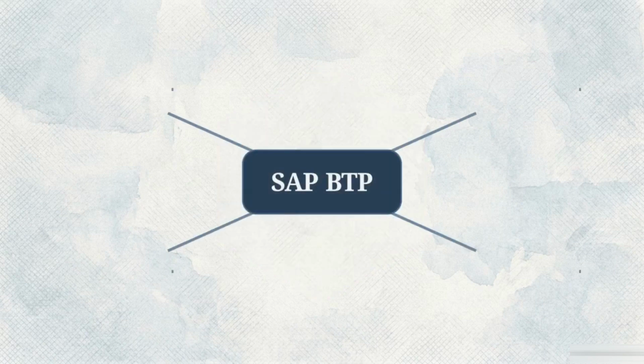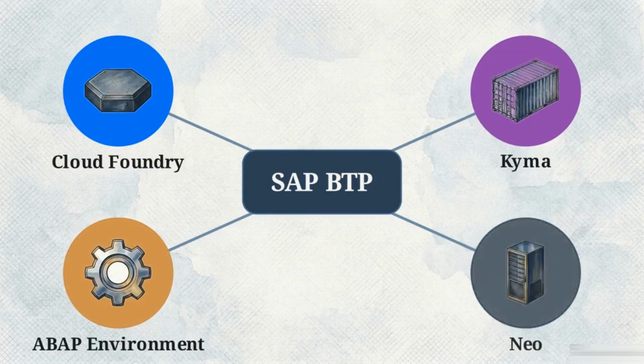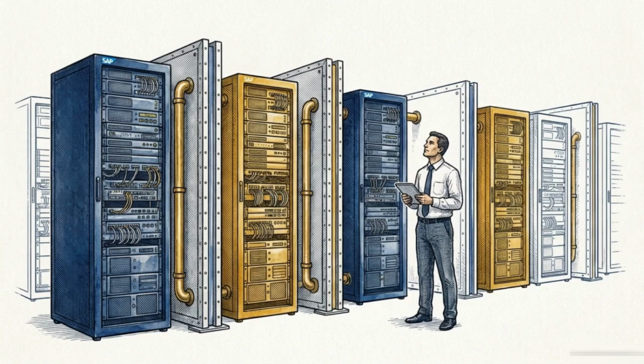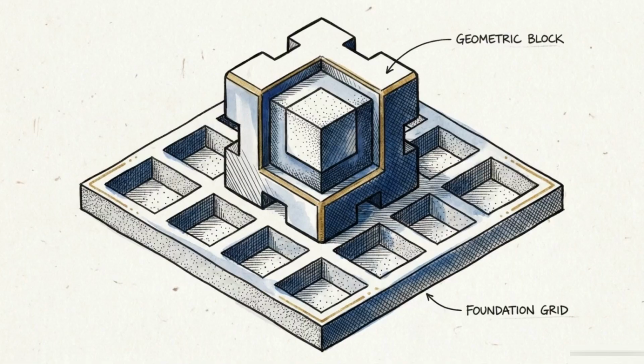This map shows how BTP branches into its four major pillars: Cloud Foundry, Kyma, the ABAP environment, and Neo. Adopting BTP centralizes your extension strategy, but it requires you to navigate an ecosystem that is deliberately fragmented to serve different technical teams. Cloud Foundry is the environment you will encounter most often. If you are building standard web applications or just starting your BTP journey, this is the baseline.